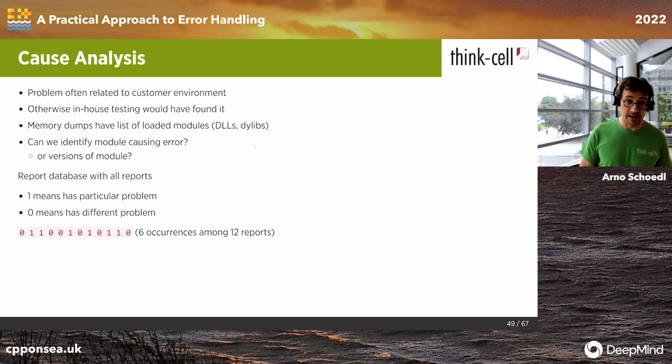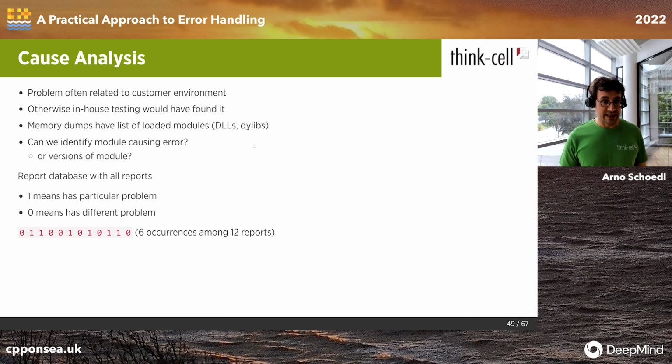So we have a database with all these reports. Say we have 12 reports, and we know all the ones which are actually from that particular problem, where the particular problem occurs. And we also have many of them where this particular problem did not occur. A different problem occurred, but you can use these as our background distribution. So we have some that are special, they have that problem, and others don't. Here it's 6 occurrences out of 12 reports that have that problem.